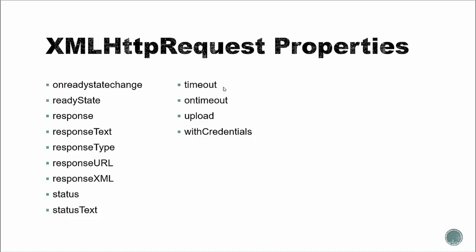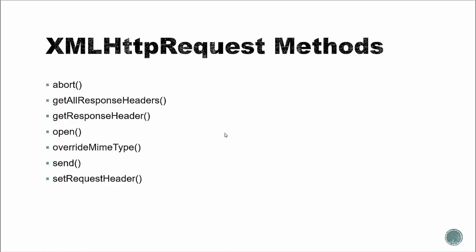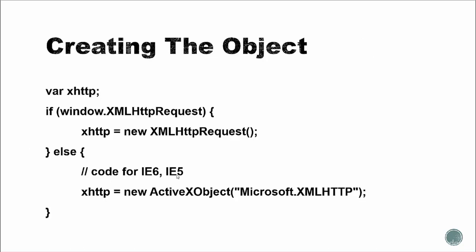And then the rest of these, like timeout, we're not going to really get into, but these are the properties that are available. Okay, we also have methods. We have abort, which will abort the current request, and we can set the request header with getResponseHeader. Open is used to initialize a request, and then send will obviously send the request. Okay, so we'll get into some of that in a little bit.